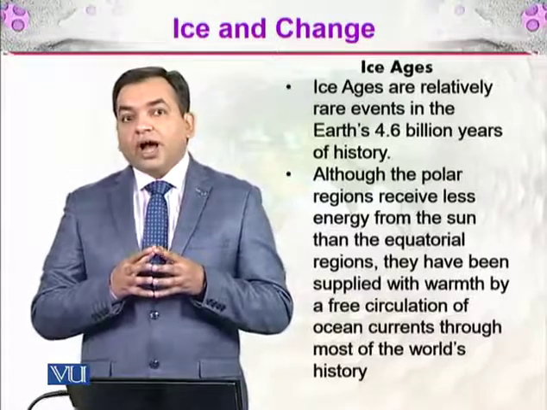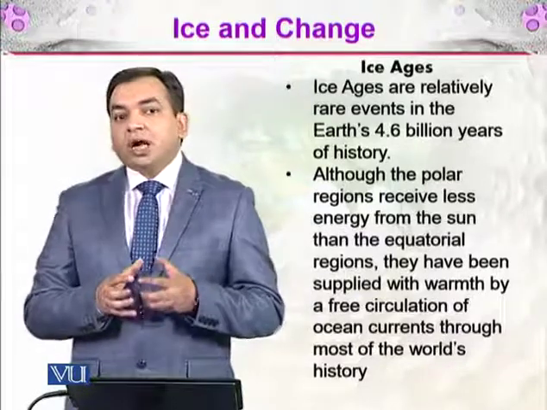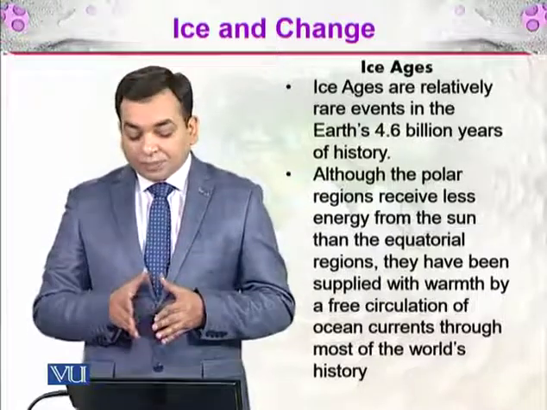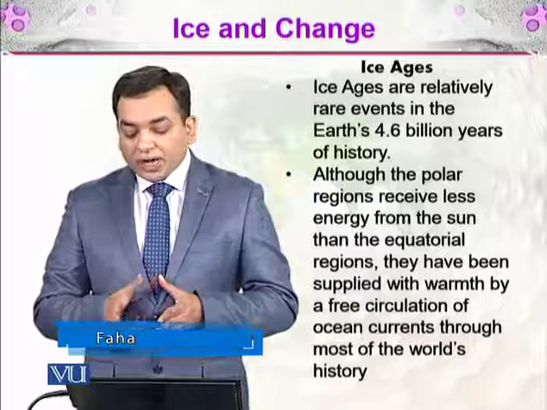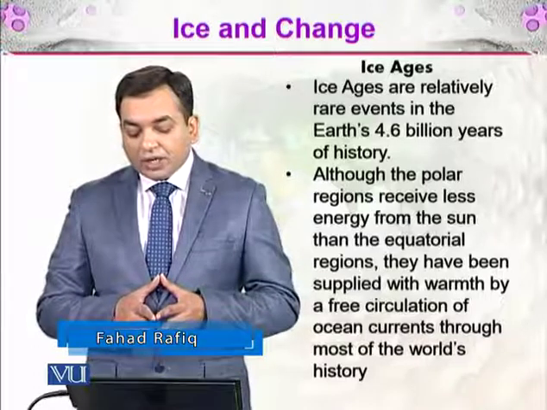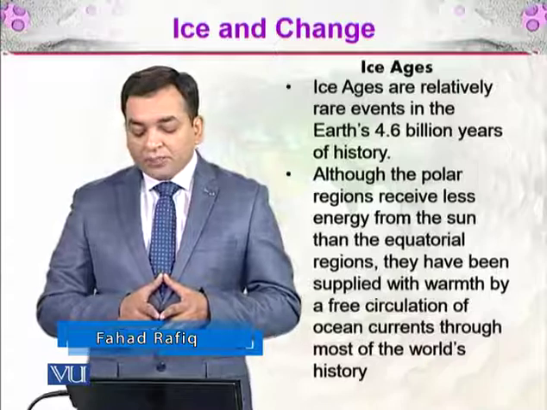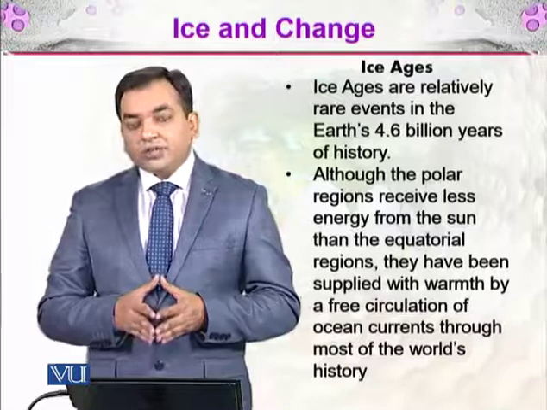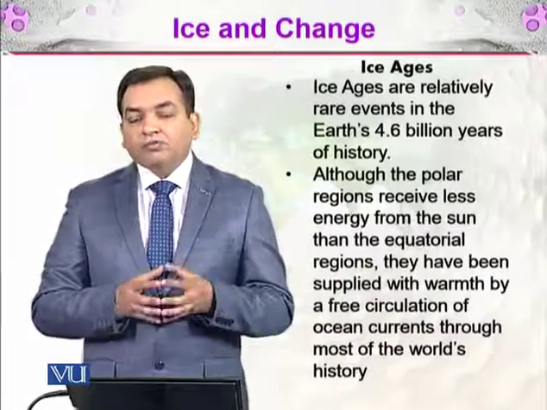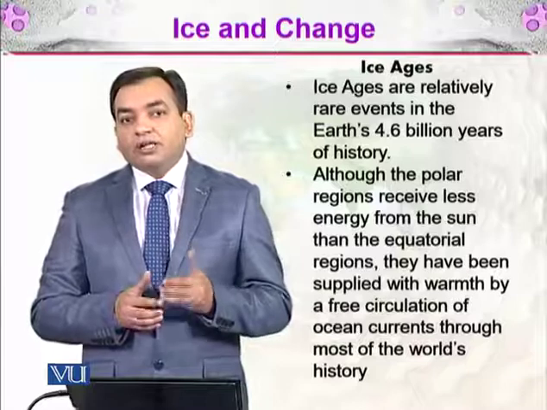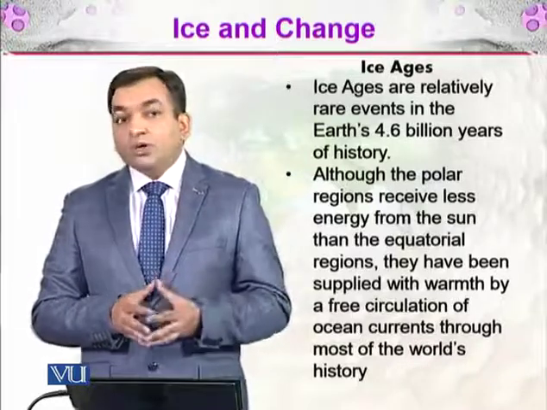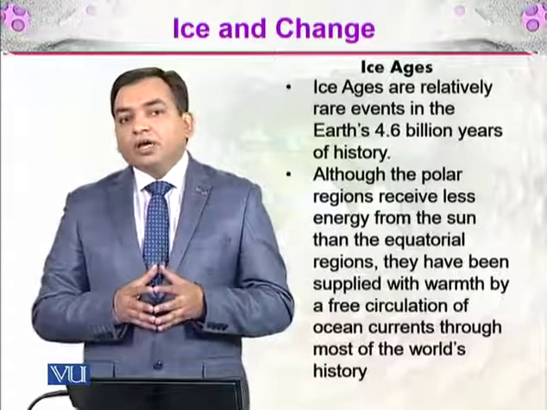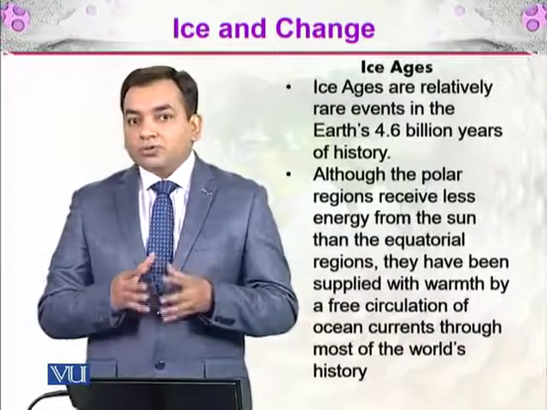There is a lot of ice, not only at the poles, but this ice is also coming towards the equator, which is normally warmer. Although the polar regions receive less light energy from the sun than the equatorial region, they have been supplied with warmth by the free circulation of ocean currents through most of the world's history. The water of the ocean becomes warm, and in the form of ocean currents it goes towards the poles and increases their temperature. But if those currents are somehow obstructed, what will happen?